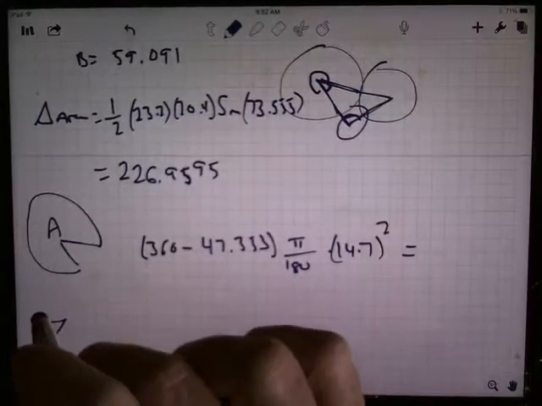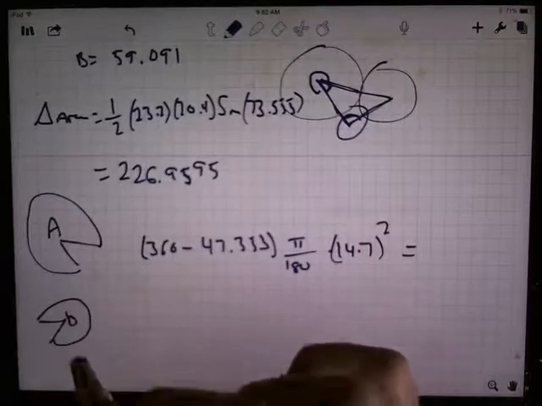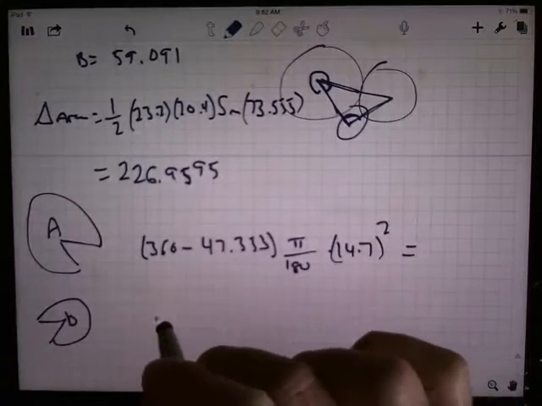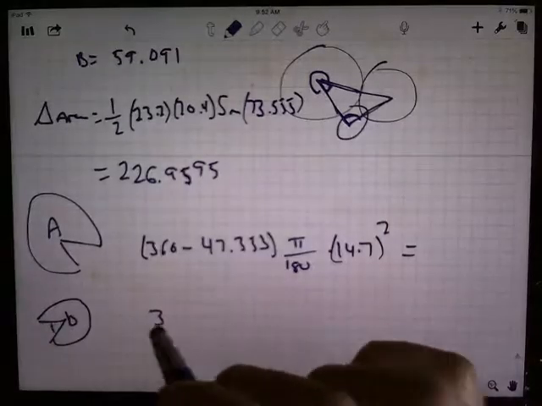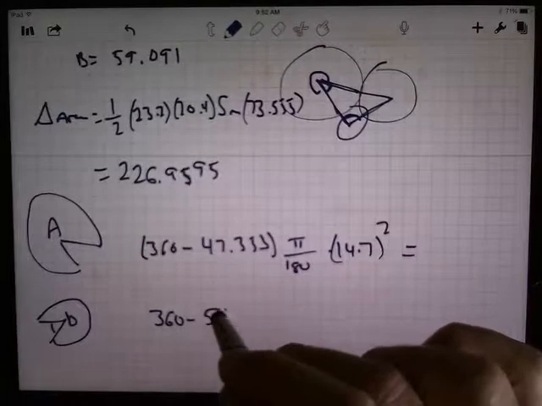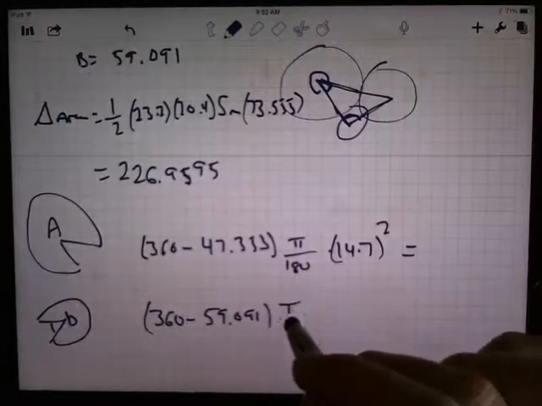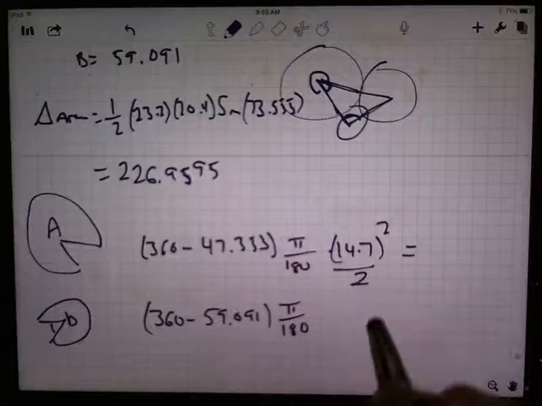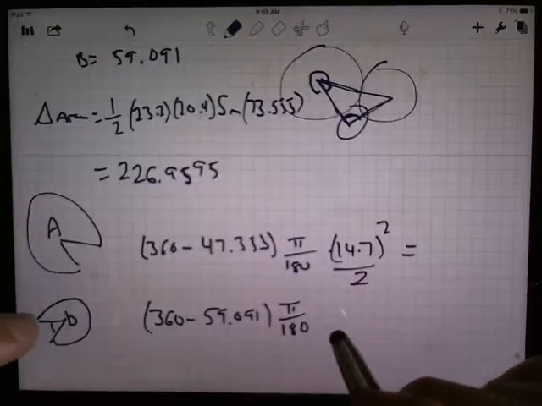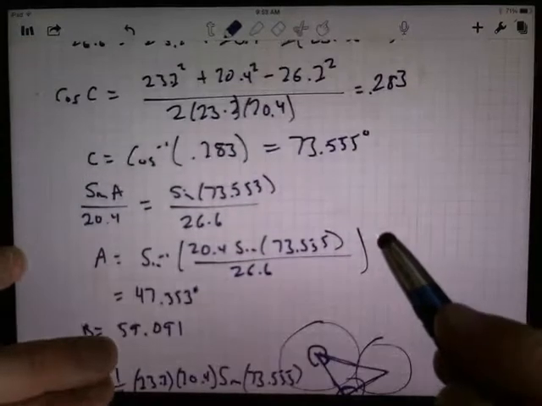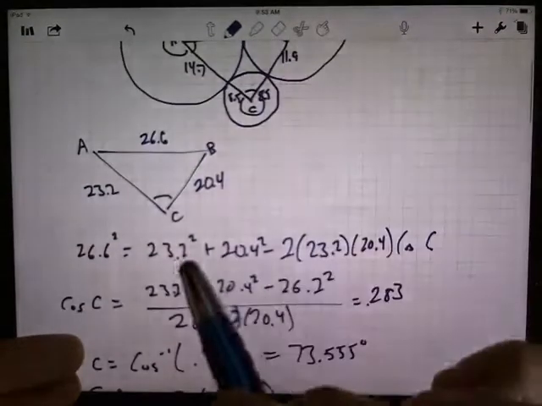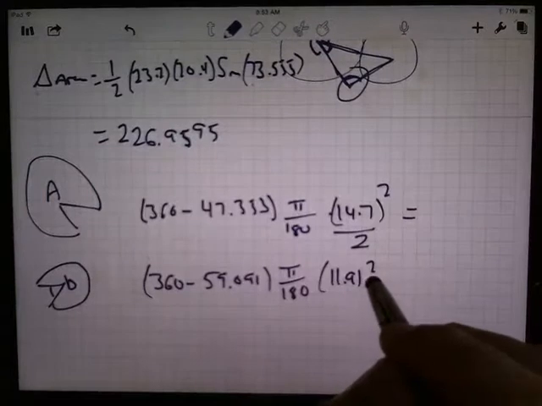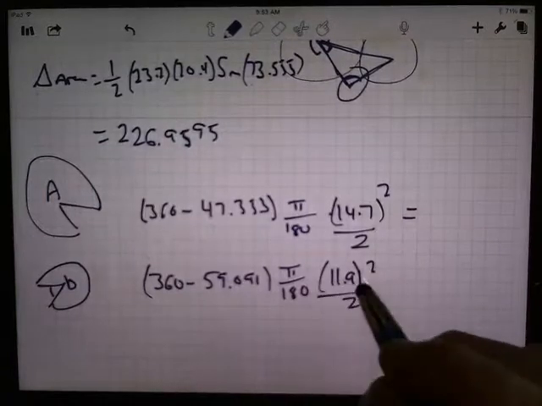Likewise, I'm going to do the same thing around angle B. So I've got angle B here with a Pac-Man around it. Angle B was 59.091. So again, I'm going to subtract it from 360 degrees and convert it to radians. Oh, did I forget to multiply by a half here? Because it's 1/2 r squared theta, isn't it? So let's divide by 2. And likewise here, we take the radius of the circle over here, and I've forgotten what it is now. What was the radius of that one? 11.9 was that circle. So I've got 11.9 squared over 2, whatever that area equals.